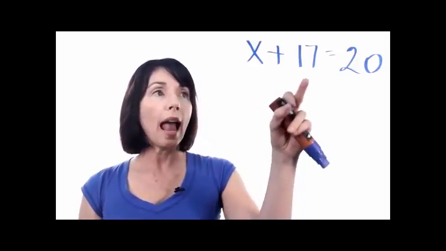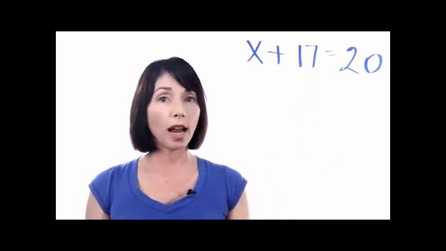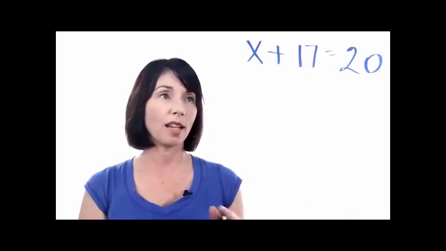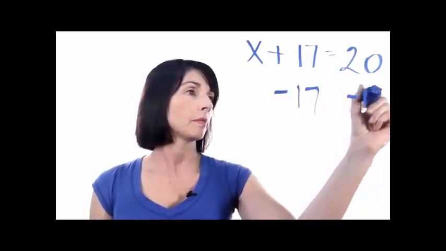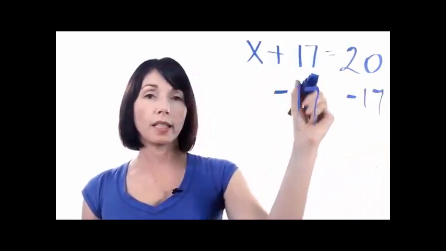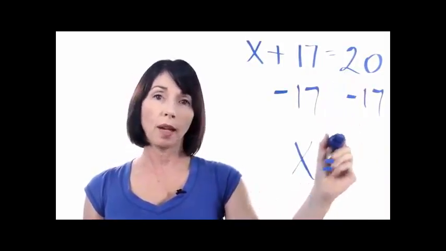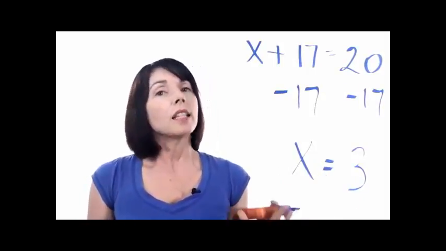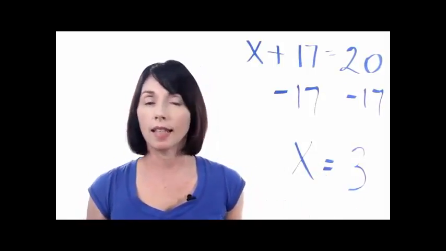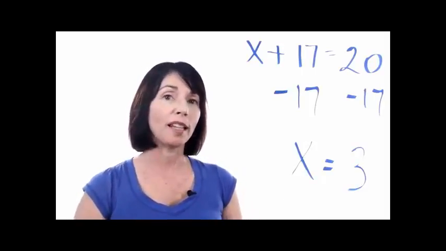So in this case, we're adding something to x, and that's 17. So what we're going to do is subtract 17 from both sides of the equation. So x plus 17 minus 17 just leaves us with x. And 20 minus 17 gives us 3. So x equals 3. This is pretty much how you solve these. It's a step-by-step process. That's how you solve single variable algebraic equations.